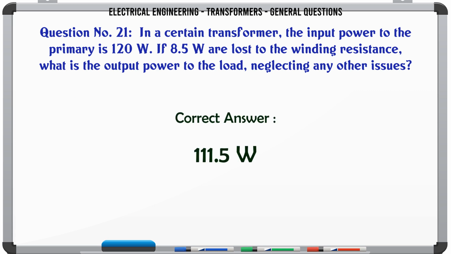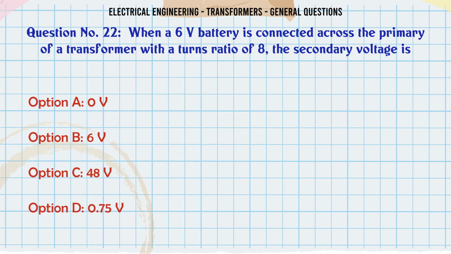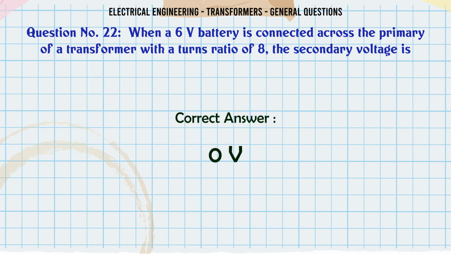111.5 watts. When a 6V battery is connected across the primary of a transformer with a turns ratio of 8, the secondary voltage is A. 0V, B. 6V, C. 48V, D. 0.75V. The correct answer is 0V.